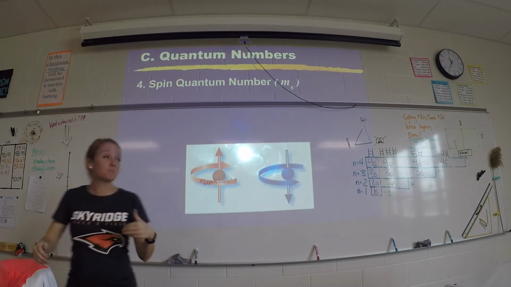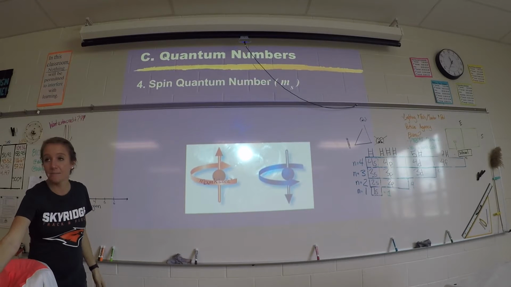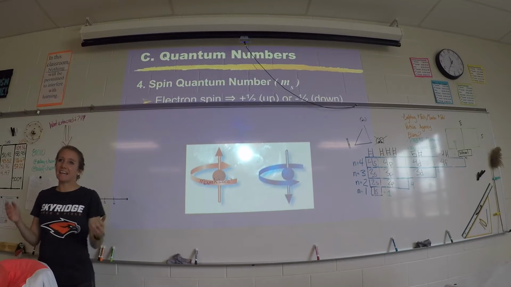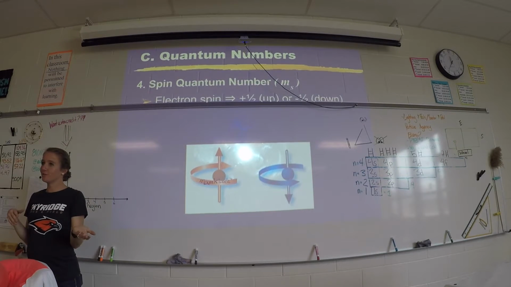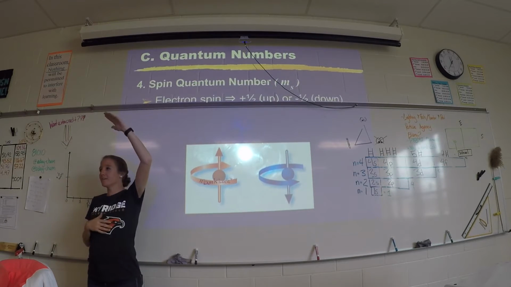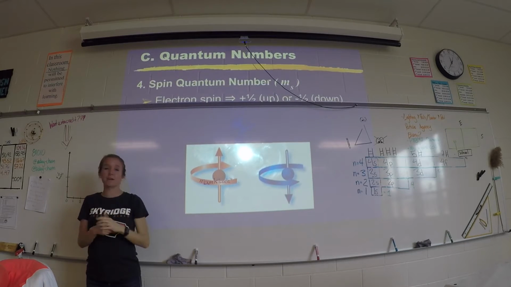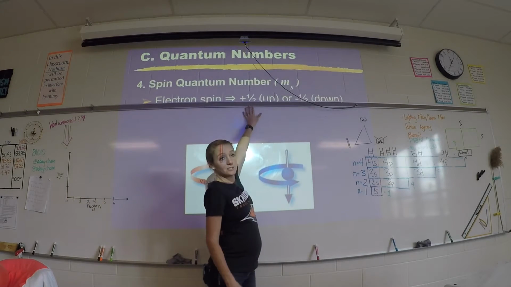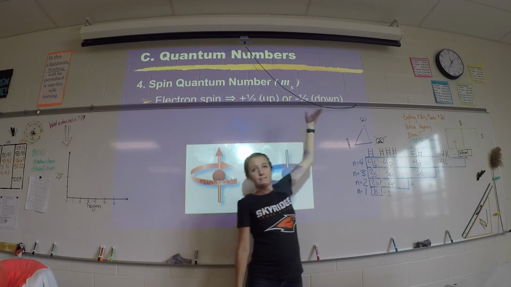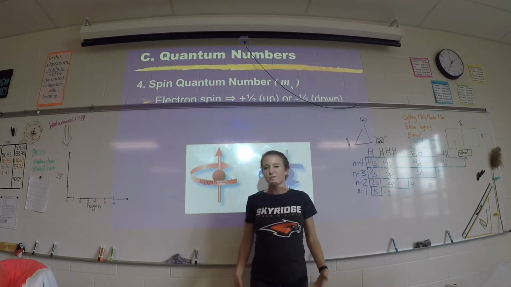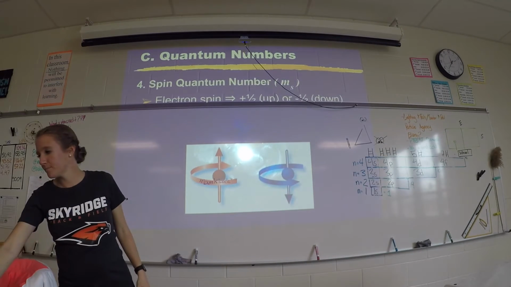So this is known as the spin quantum number, m sub s, and it can be one of 2 values. The electron is either on the top bunk or on the bottom bunk. Spin up or spin down is what we call it. And the values are plus 1/2 and minus 1/2. Those are like the numerical values for them.